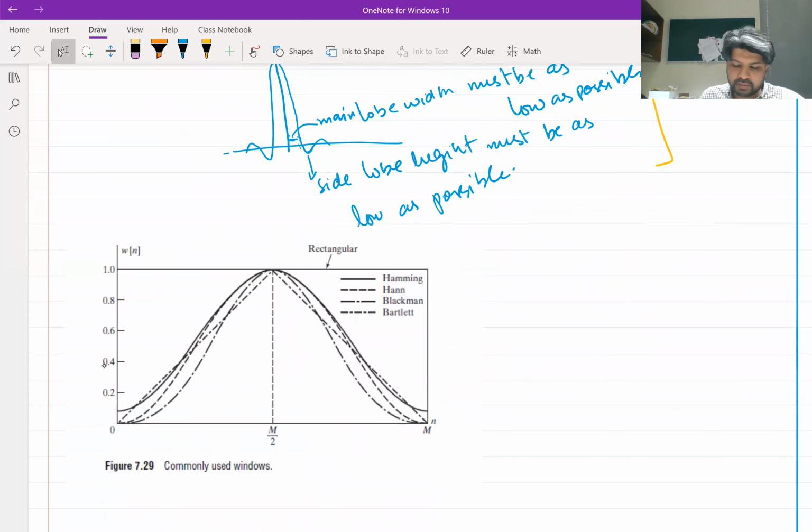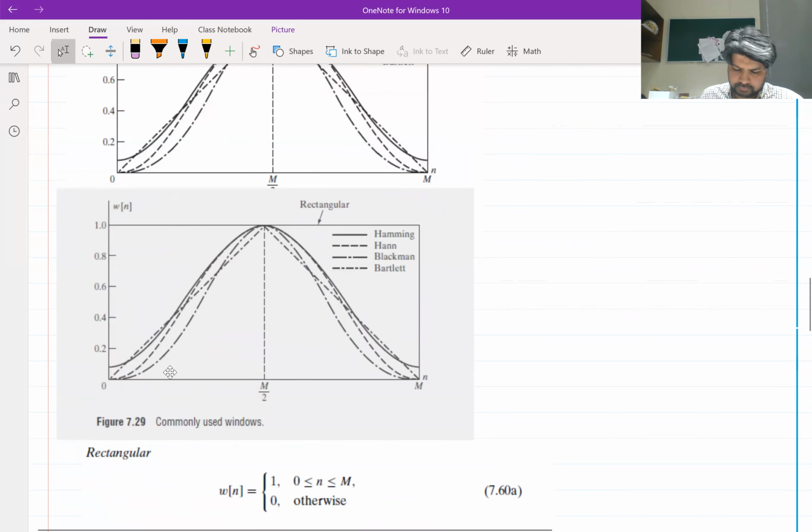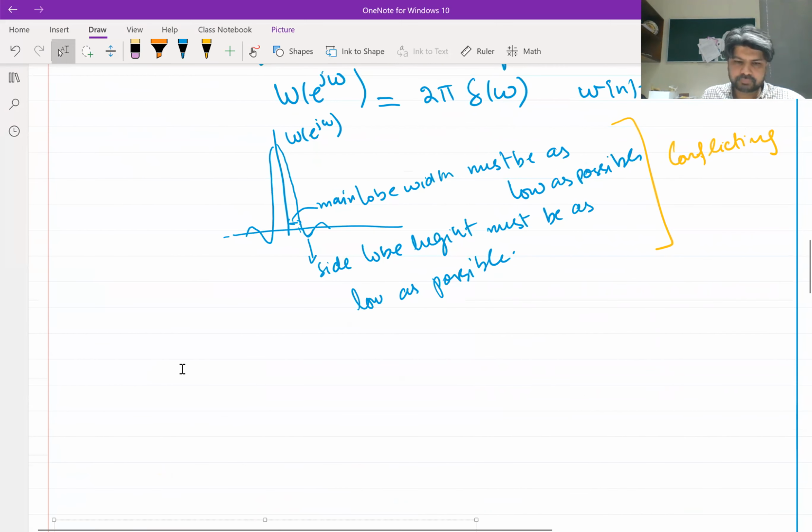So if you increase the order, you would see that your side lobe height gets decreased, but your main lobe width gets increased.